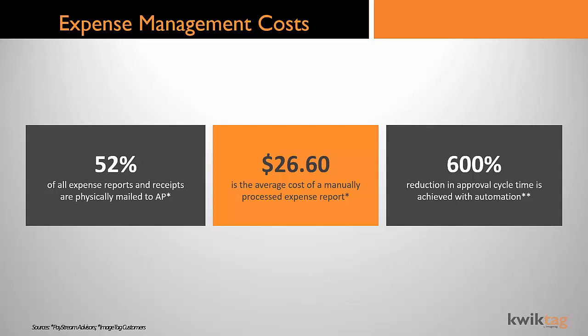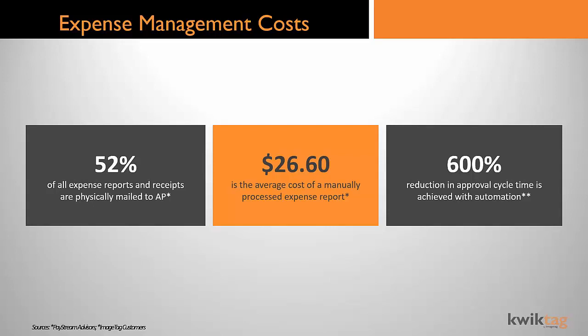So that team then has the burden of going through and double checking all of this. And as Scott mentioned, the approval and the review of that can be painstakingly manual and time consuming. So think of automation as the way to take all of that literally out of the equation. We'll stop being one of those 52% organizations that's physically mailing our receipts and expense reports.